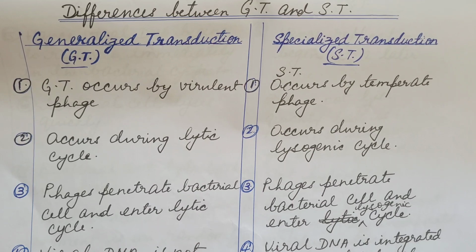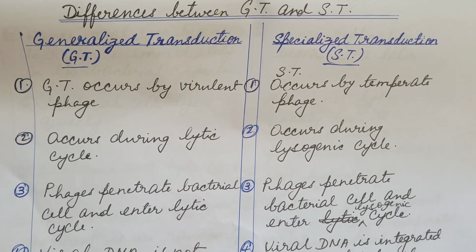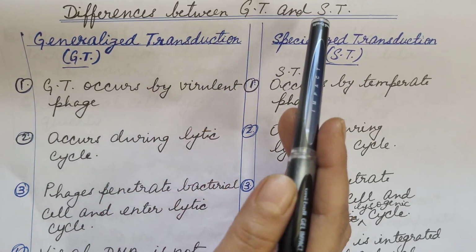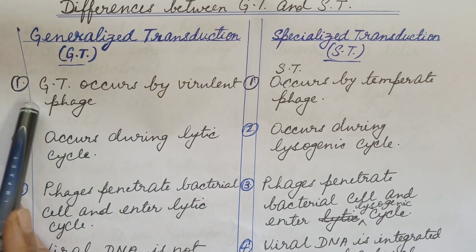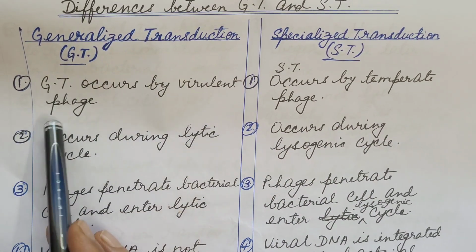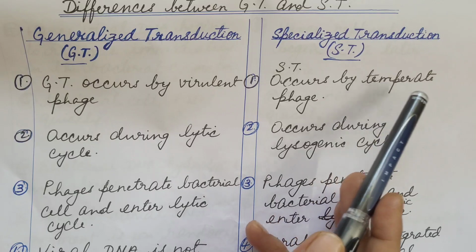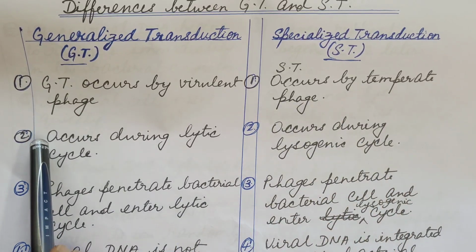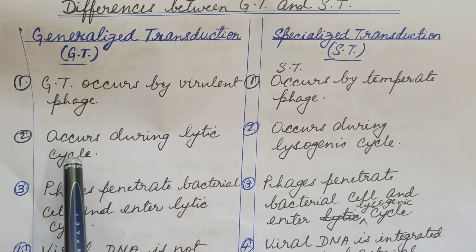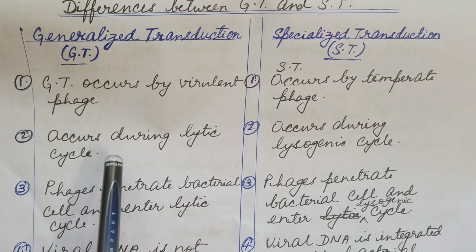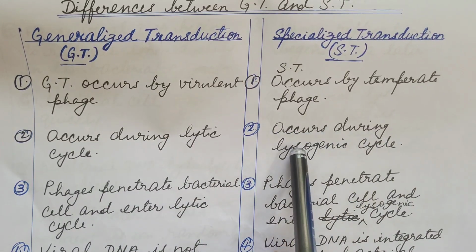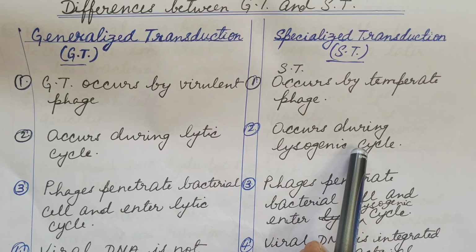Hello friends, in this video we are going to discuss the differences between generalized transduction and specialized transduction. Generalized transduction occurs by virulent phage. Specialized transduction occurs by temperate phage. Generalized transduction occurs during the lytic cycle of virulent phage. Specialized transduction occurs during the lysogenic cycle of temperate phage.